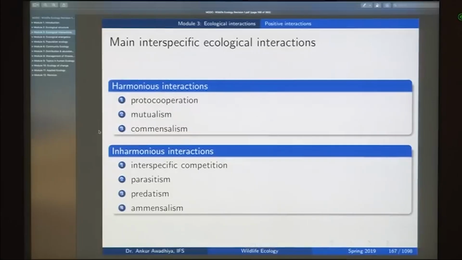Then if you look at the interspecific interactions, interspecific and harmonious would be proto-cooperation, mutualism and commensalism. And interspecific and inharmonious, that is negative, acting between two or more species, includes interspecific competition, parasitism, predation and amensalism.